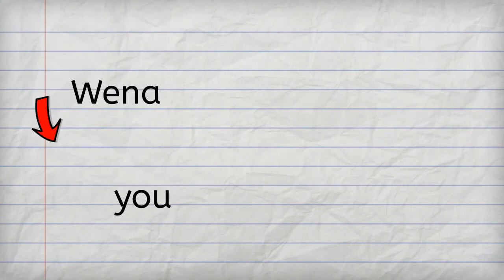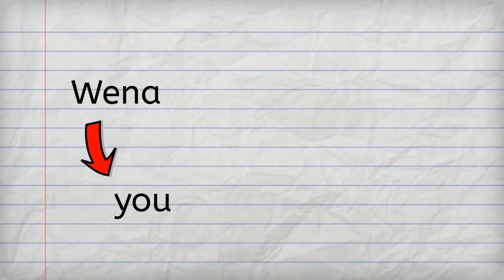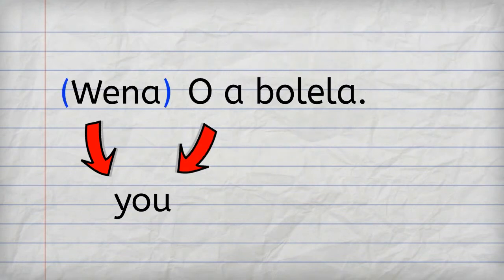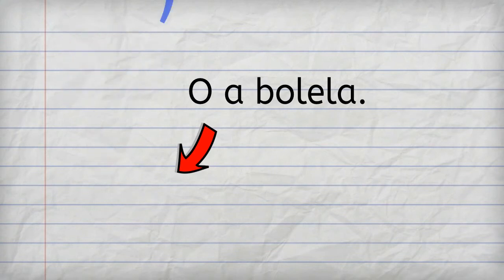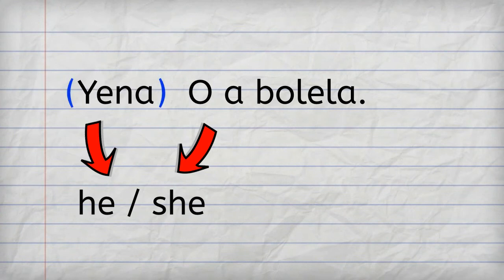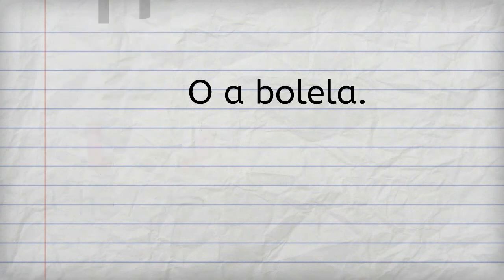What is the pronoun for you? Wena. That's right, wena. How do we say you speak in Sepedi? O a bolela. That's right. So we say wena o a bolela. But we can take away this wena and just say o a bolela. And the same thing happens with he speaks and she speaks. We can say yena o a bolela, or we can just say o a bolela.